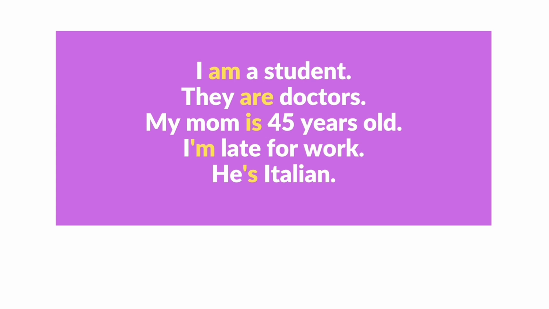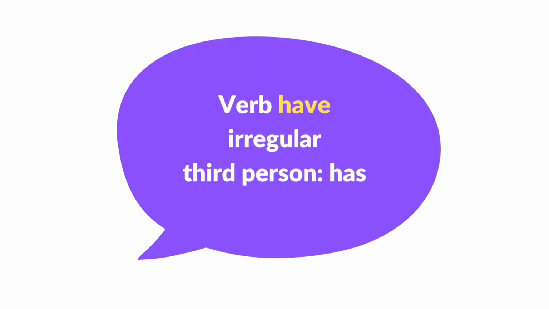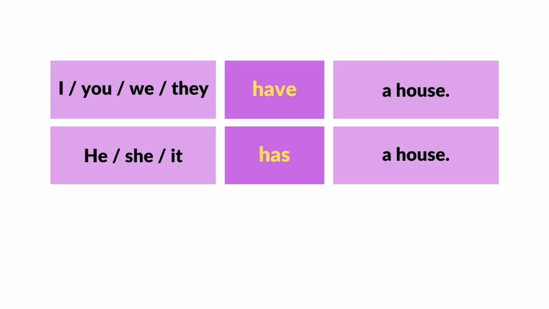Now let's see with the verb have. Have is also irregular. The third person, which is he, she, and it, the verb becomes has. As we can see here, I, you, we, they have a house, but he, she, it has a house. He has, she has, it has.